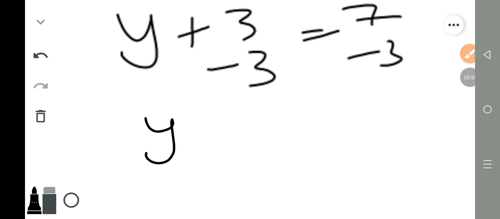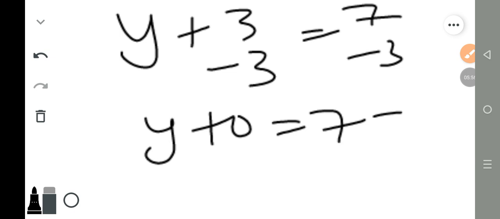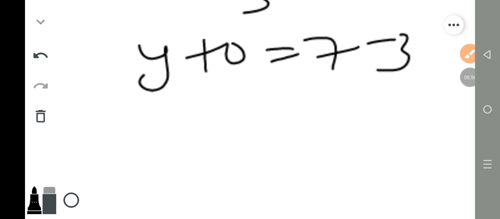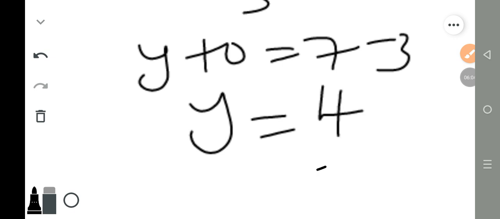Y plus 3 minus 3 will be 0. So you can say y plus 0 equals 7 minus 3. Y plus 0 is still the same thing as y. 7 minus 3 is 4. And then you have your answer for a simple algebra equation. So you can see that algebra is not hard, it's not complex. It's just that you have to be calm and careful with what you are solving.